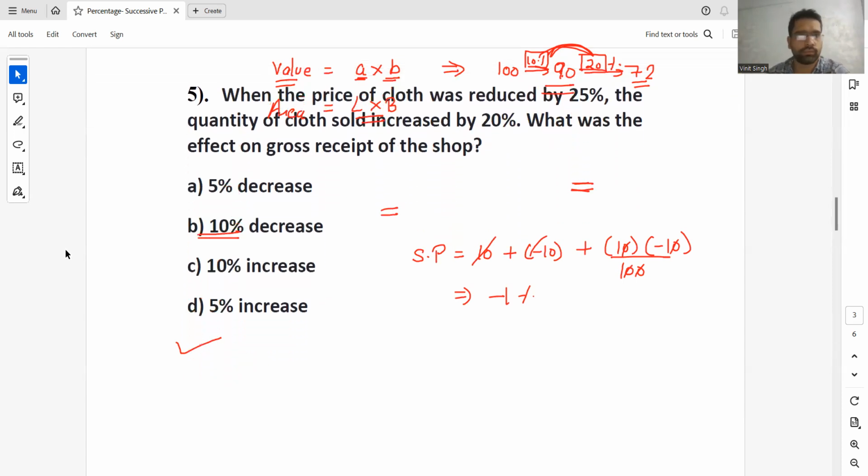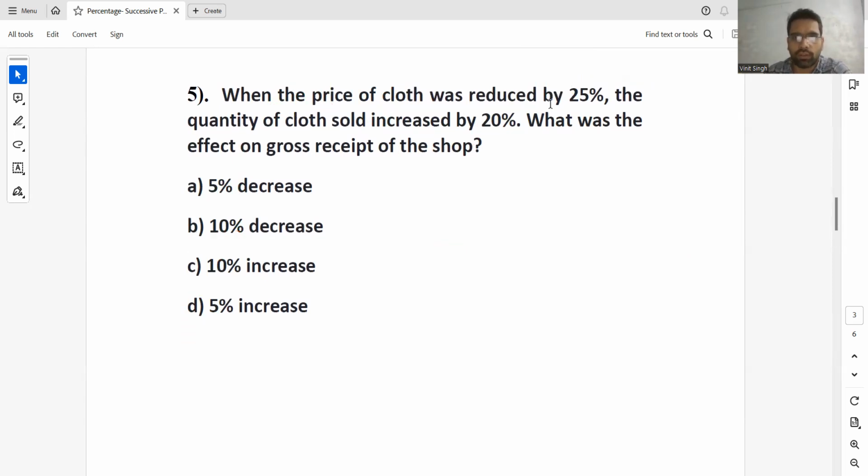Question number 5. When the price of the cloth was reduced by 25%, the quantity of cloth sold increased by 20%. What was the effect on the gross receipt of the shop? First, reduced by 25%. Now, in this question, we can also apply the formula of successive percentage. First it is reduced and the sale is increased by 20%.